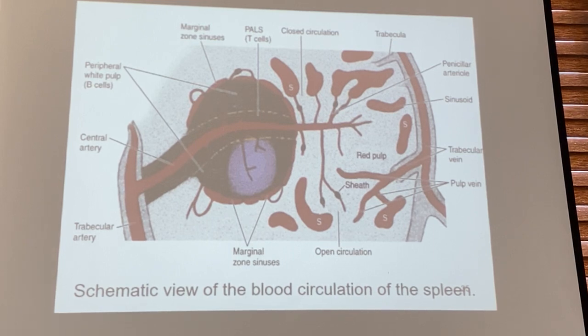In the human body, all the blood circulation is of the closed type, except for the spleen. It has two types of circulation: open and closed.